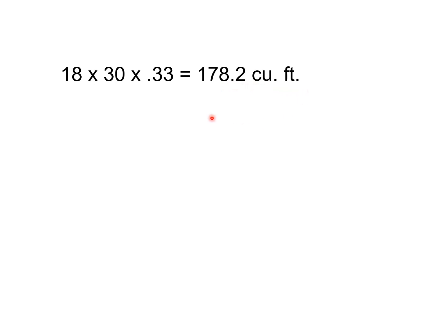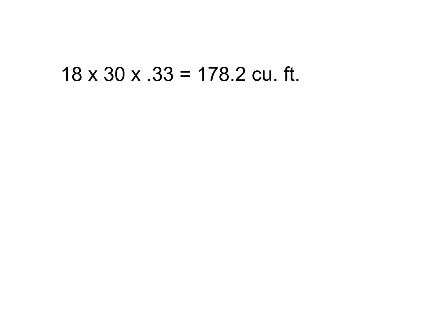Now you probably know this second nature, or maybe you've done enough calculations by this point that you figure this out. Remember, when we're doing calculations of any type, we always have to be using the same units. So we do 0.33 instead of 4 inches. I know you know that. But anyway, it's 18 times 30 times 0.33, which is 178.2. Since it's a three-dimensional object, it is cubic feet. Remember, it's feet times feet times feet.